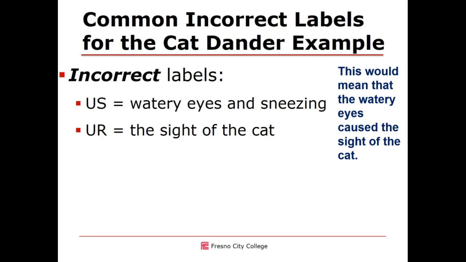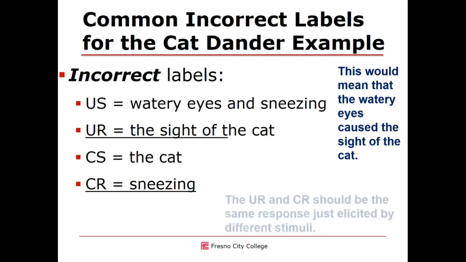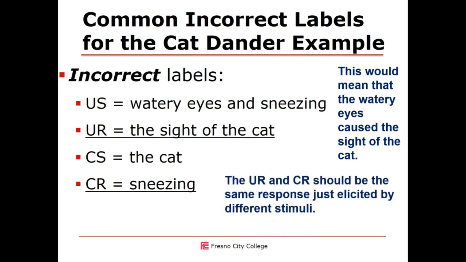That same student identified the CS as the cat and the CR as the sneezing. This is technically correct, but it is unclear that the student understands that the CS is the sight of the cat, because they only wrote, quote, the cat, unquote. This leaves me wondering, what about the cat is the conditioned stimulus? Also, by looking at the whole thing, we see that the student did not identify the UR and CR as the same type of response. They should have written something related to an allergic response, like sneezing, in both places.